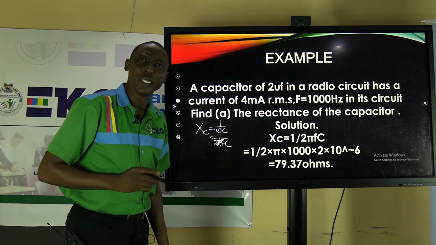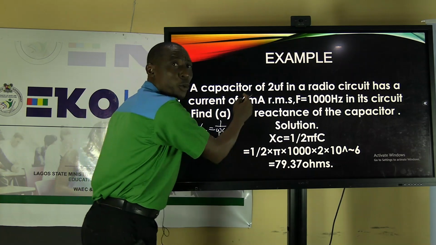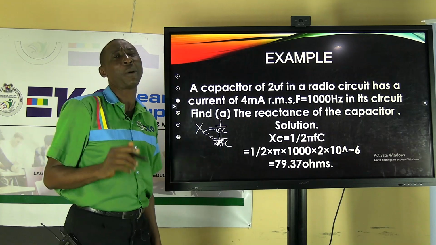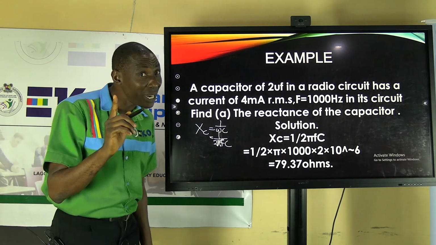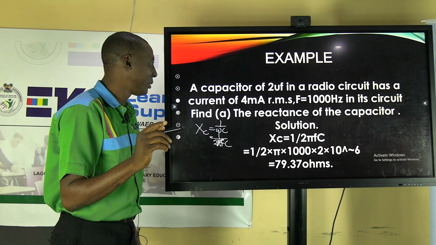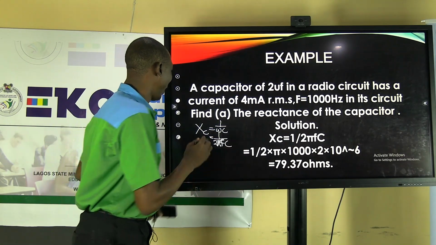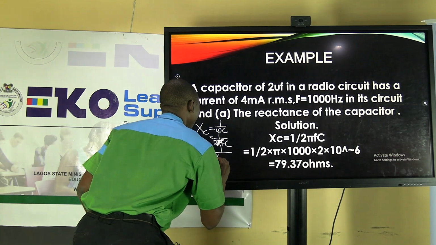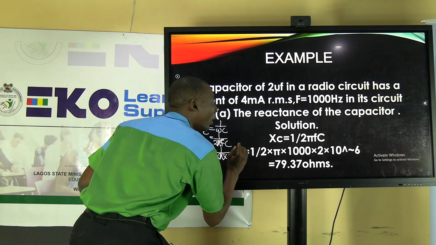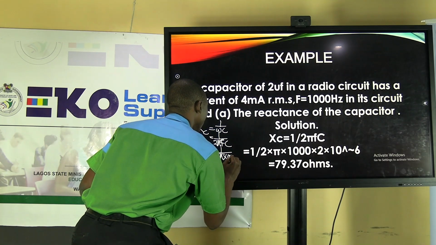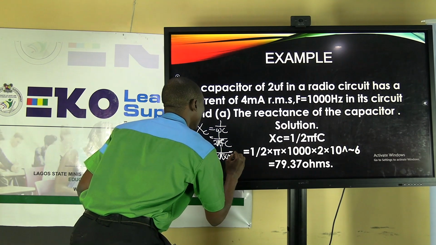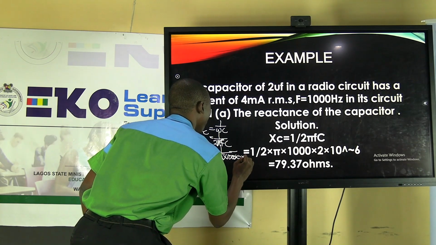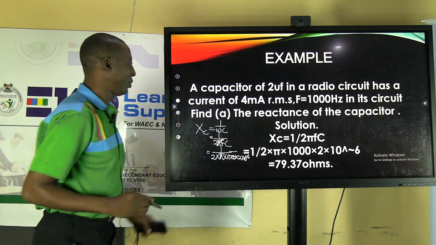Look, you need to know one thing. You are given your capacitance in microfarad, and 1 microfarad equals 10 raised to power minus 6 farad. So it's very, very important that you incorporate it. And that's what we are having: 1 over 2 times pi times frequency, which is 1000, times what is our C? 2 times 10 raised to power minus 6. That's what we have here.